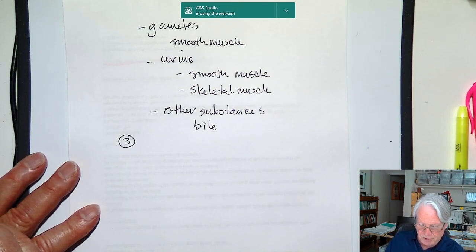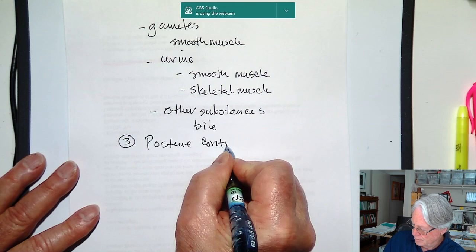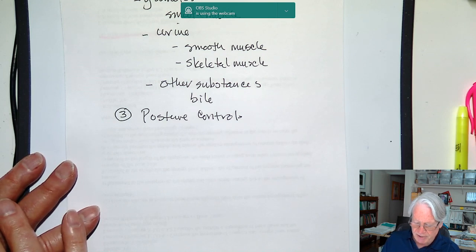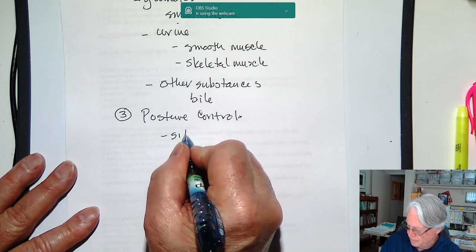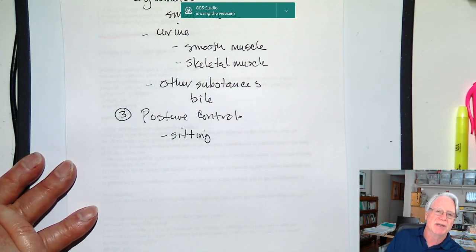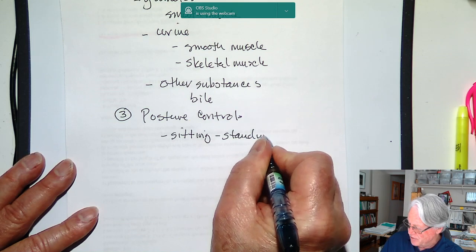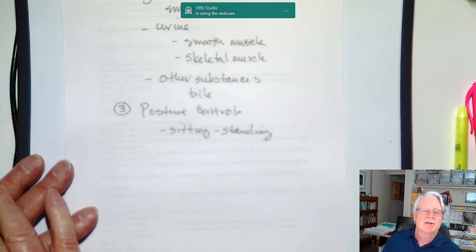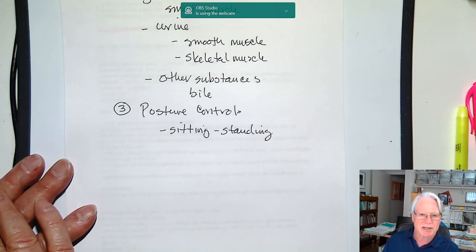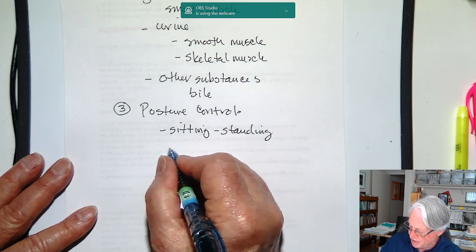This is going to be posture control. Okay. Posture control. So, keeping our head up, standing, sitting, these kinds of things. This is not movement, it's having a stationary position that you maintain. So, sitting, standing, whatever. Very important. Can you imagine walking around with your head down and not looking at where you're going? So that's a classic and very good example of how posture is very important for your survival. And of course, this is going to be skeletal muscle.